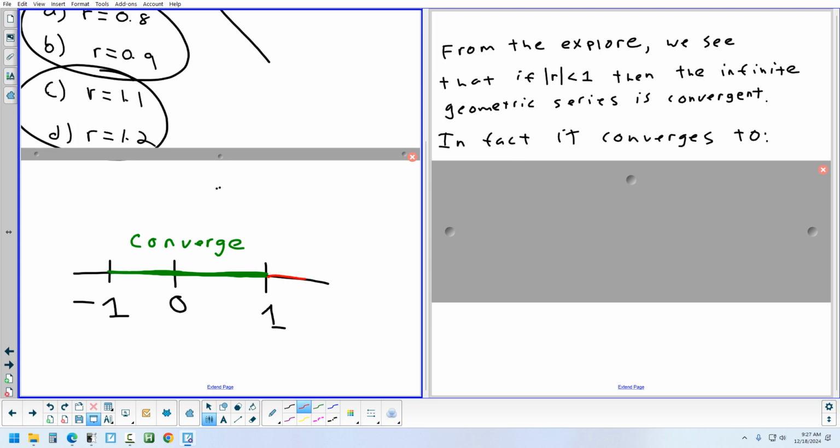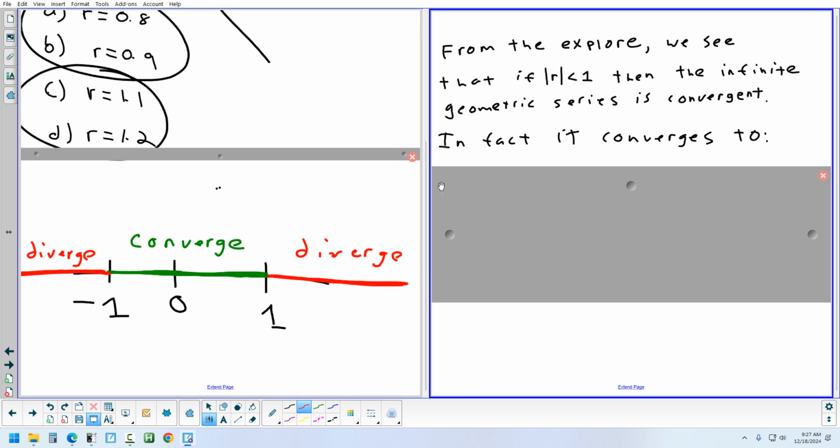What do you think will happen if the R value is over here? That's going to diverge. What do you think will happen if the R value is over here? It'll also diverge. Okay, so that shows you when it'll converge and when it'll diverge. The green is converge. And what would it converge to?